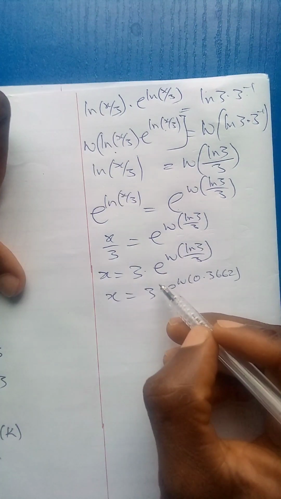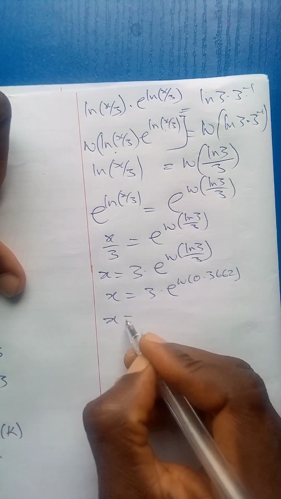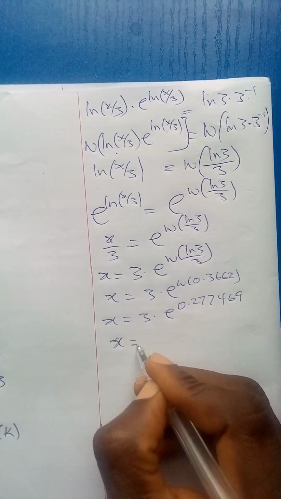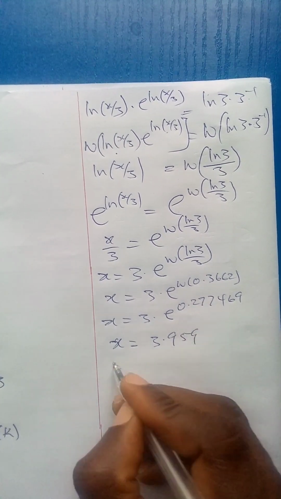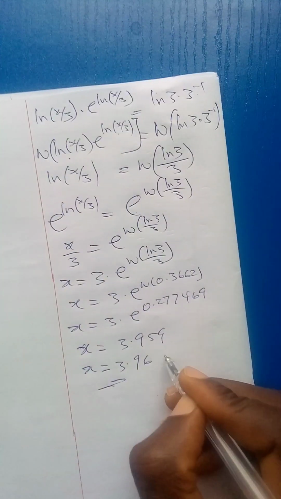So when we punch our calculator for this, we are going to get this. So x equals 3 times e to power W of ln 3 over 3, so x equals 3.959, or x equals 3.96 to 2 decimal places.